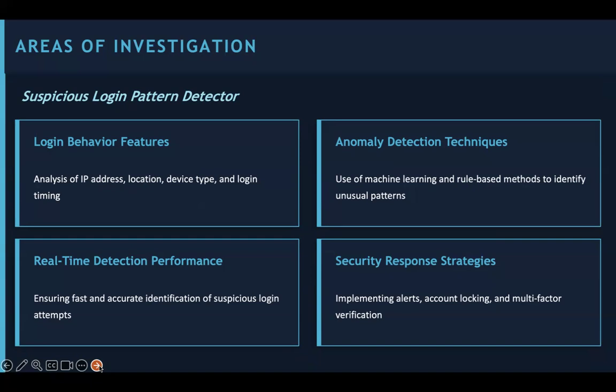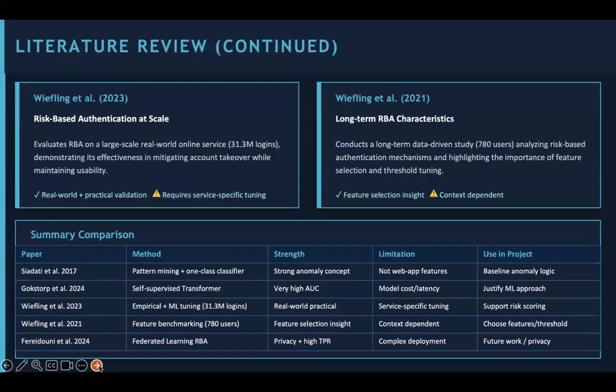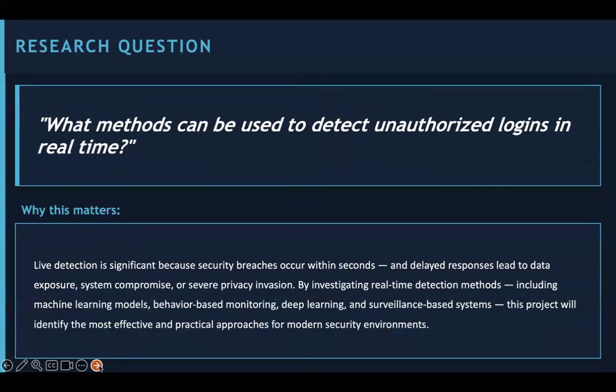Right now, let's go to the next thing, the literature reviews. Here I have some literature reviews you can see on the screen. Here is the table summarizing them: the papers, the methods, the strengths and limitations, and the use in the project. All of them are from 2017 until the newer papers.